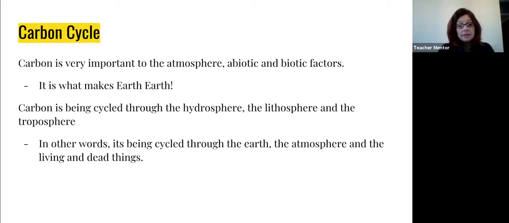In other words, it's going to be recycled and cycled through the earth, the atmosphere, and the living and dead things. So remember, if it's a cycle, it is continually repeating itself, and we'll talk about how it can go different directions within the cycle, which makes it even more unique.